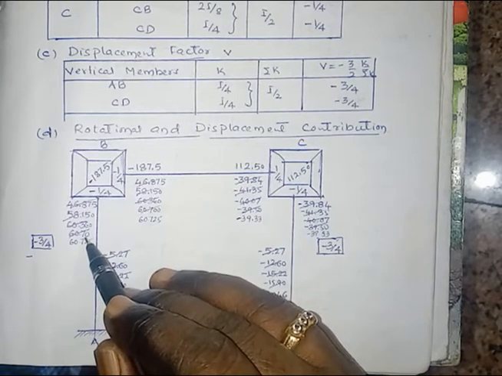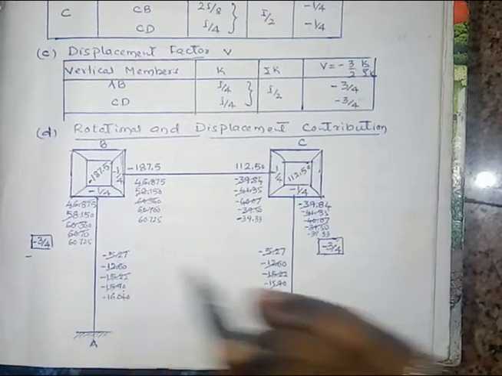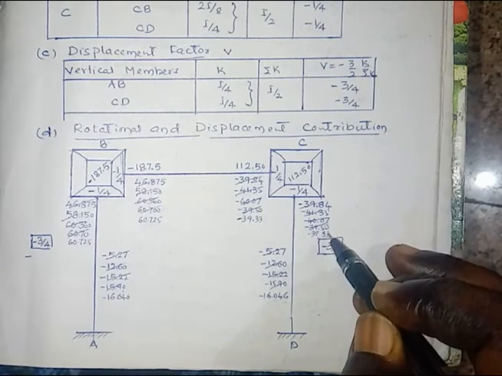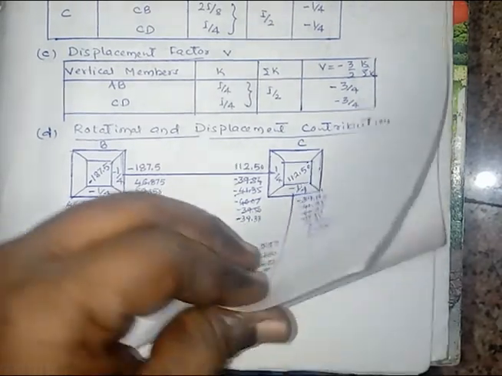Now, by observing the values, this is 60.72, this is 60.7, this is 60.70, this is 60.725. Here, by observing the difference in terms of fraction, there is only a small difference. If you further continue, you will get more accurate values. Otherwise, we can close the iteration. Now it is easy to calculate the bending moments.